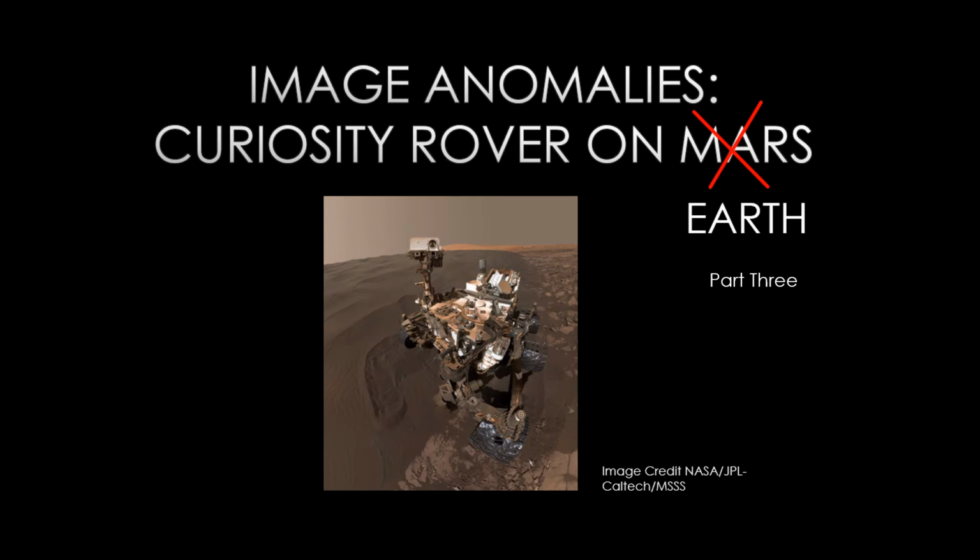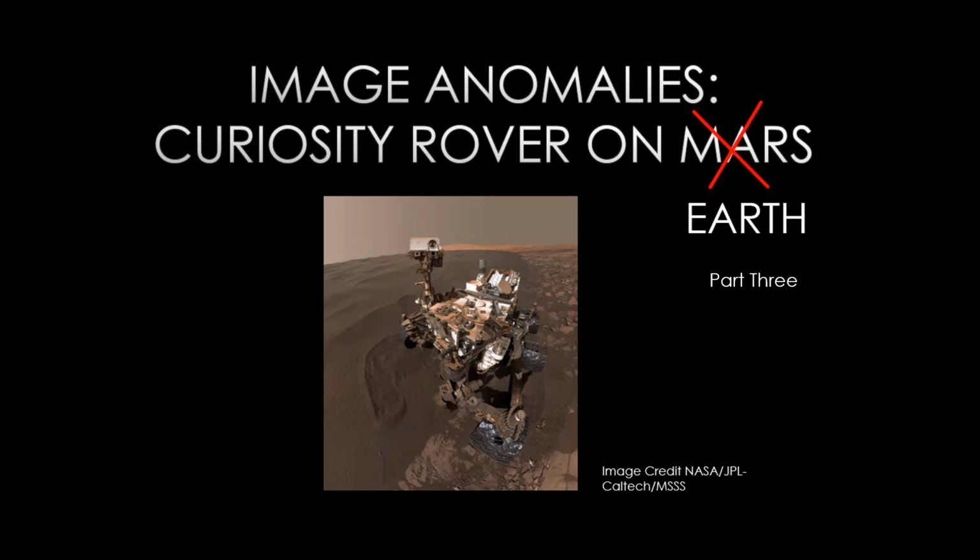Image Anomalies, Curiosity Rover on Earth, Part 3. This presentation is the conclusion of an intriguing investigation that began 7 years ago. This three-part series has brought light to curious anomalies in the raw images posted on NASA's website.